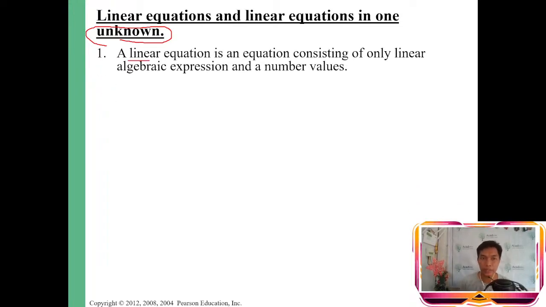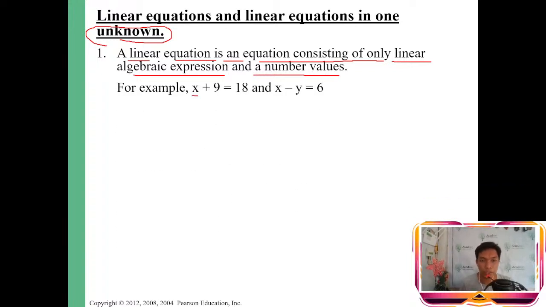Number 1, a linear equation is an equation consisting of only linear algebraic expressions and number values. So that is the meaning. Number 2, example, x plus 9. Look at this one, the algebraic expression x plus 9, and then we have the equal sign and then the number value. Same with x minus y equals, and then the number value.